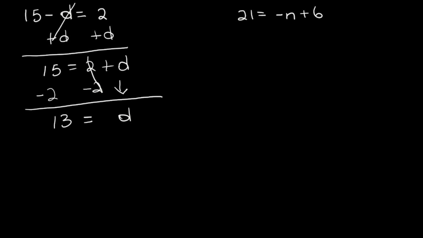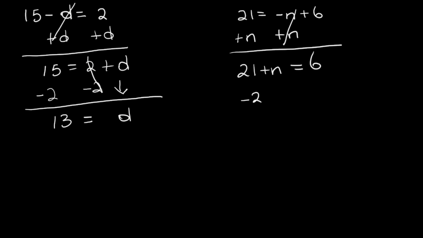Now let's take a look at this equation. Again, we need to add n to both sides. So this becomes 21 plus n. That is equal to 6. Then we need to subtract 21 from both sides. And so n becomes negative 15.